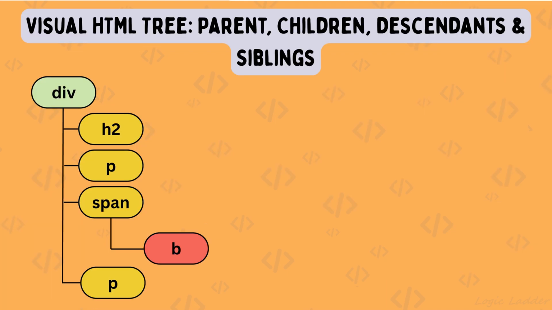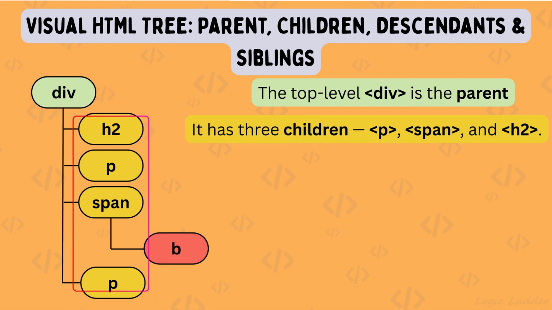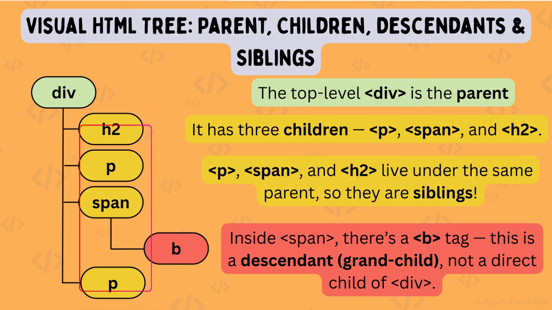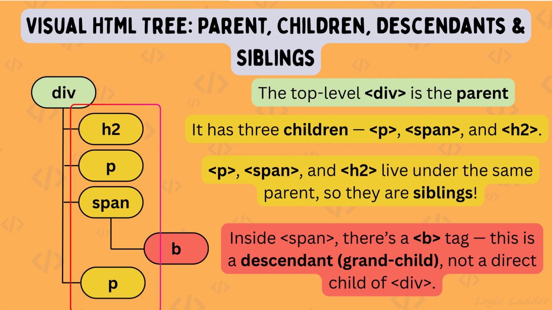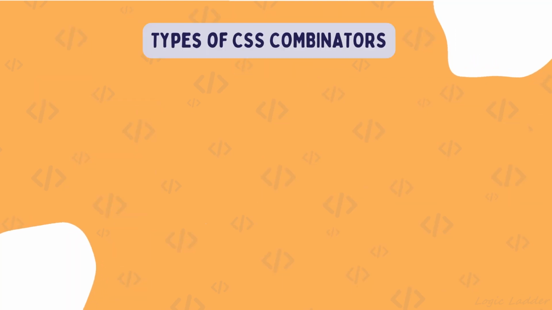Here's the same code as a tree. The top level div is the parent. It has three children, p, span, and h2. Inside span, there's a b tag. This is a descendant, not a direct child of div. And since p, span, and h2 live under the same parent, they are siblings. I hope you understand the relationship between HTML elements.